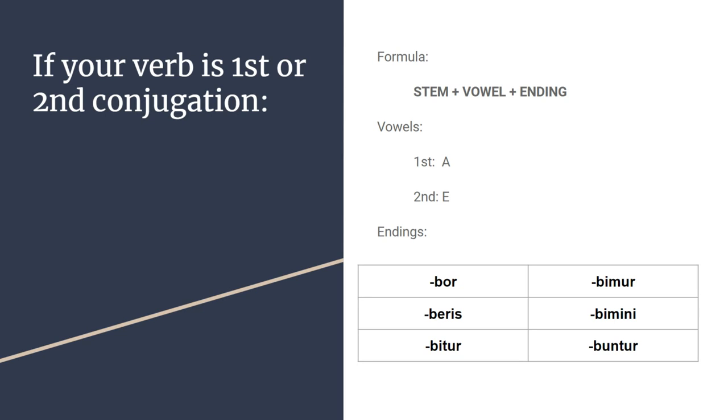But here we have a little marker in front of it, the bo, bi, bu that we are used to for the future tense. Bo, bi, bu is always the future tense. So bor, beris, bitur, bimur, bimini, buntur. Make sure you write those down. You should pause if you need to right now. All right, moving ahead.